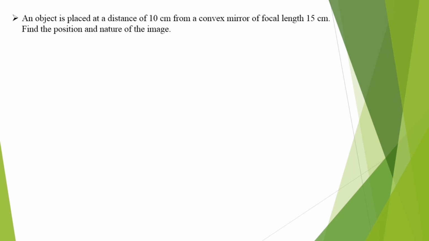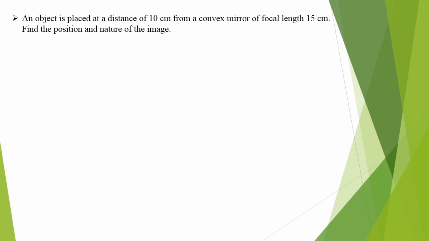Next problem: an object is placed at a distance of 10 cm from a convex mirror of focal length 15 cm. Find the position and nature of the image. So the same thing. What is given: f is equal to plus 15 cm. Why plus? Because it is a convex mirror. Object distance is minus 10 cm and we have to find v.